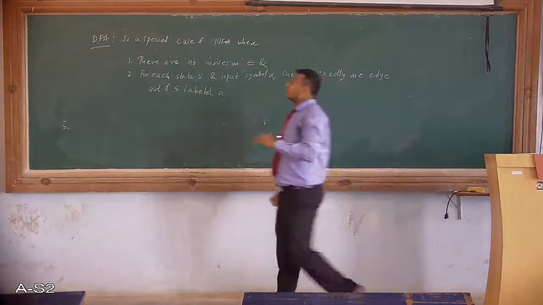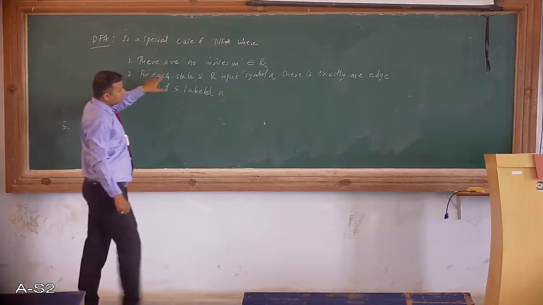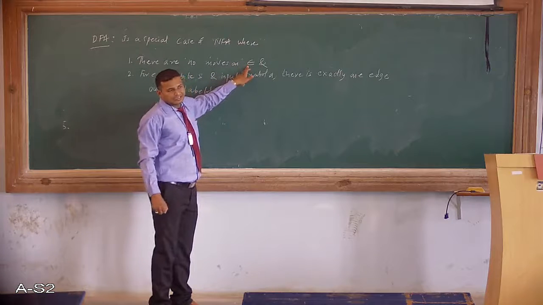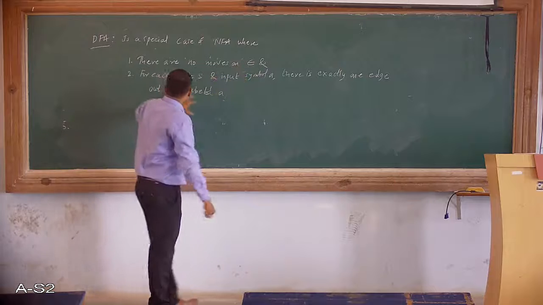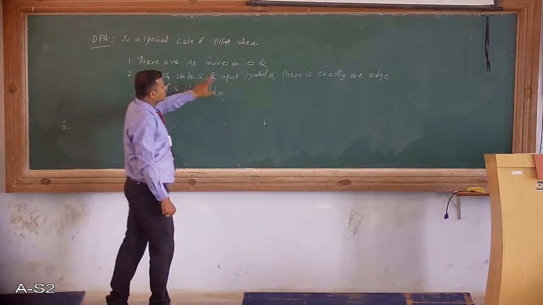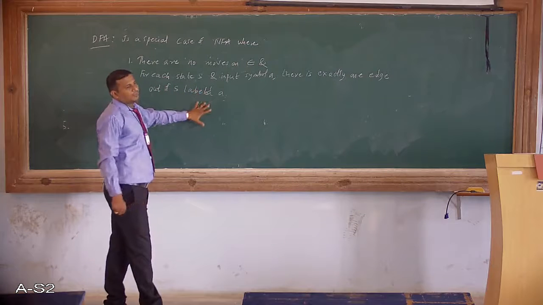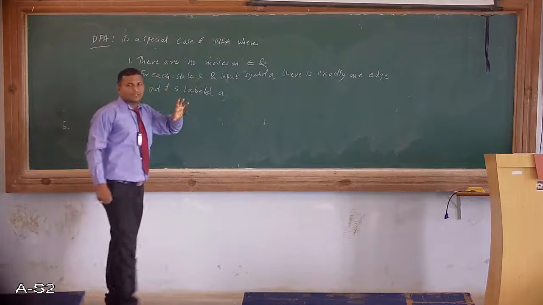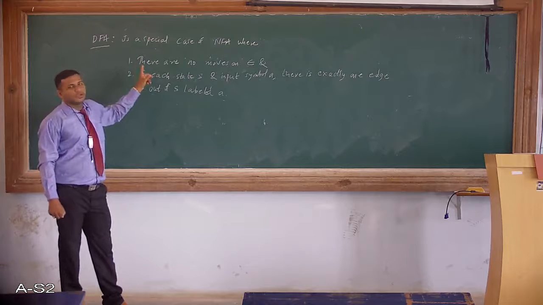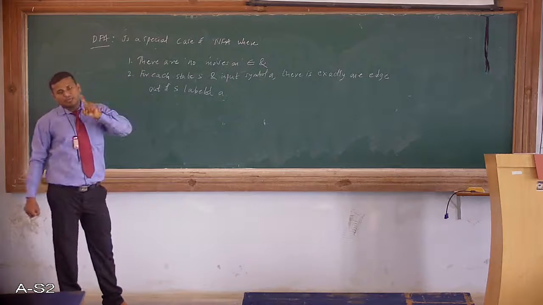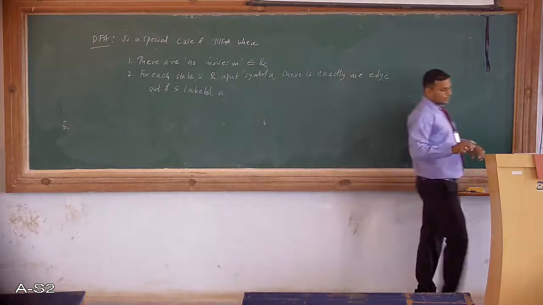Okay, the DFA is nothing but a special case of NFA where there are no moves on empty strings. Generally, this DFA doesn't make moves for empty strings, and for each state S and input symbol A, there is exactly one edge out of S labeled A. Okay, that is the difference: it is not going to contain multiple edges like the NFA is going to have. It is going to have only one edge for each input symbol. This is the difference between the NFA and DFA.